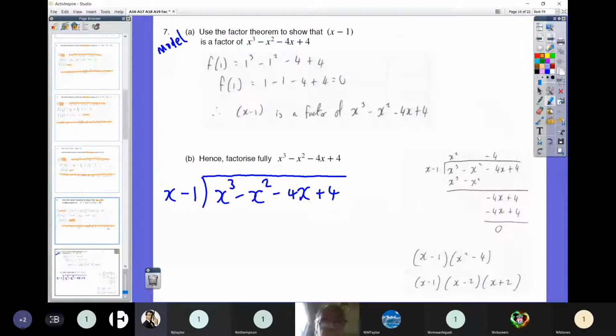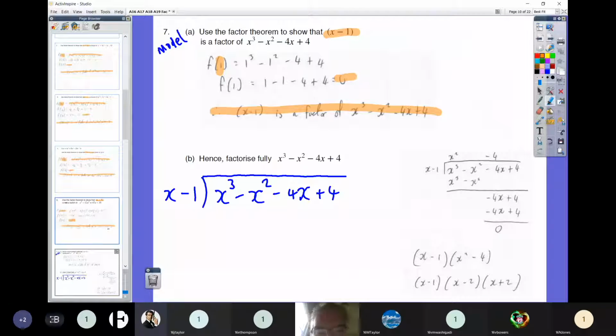Now, question 7 part A is just like the ones we've just been doing. Okay, x minus 1, show it's a factor, substitute in plus 1, you get 0, you conclude it is a factor. Now, part B, this is the first one we're going to do together.